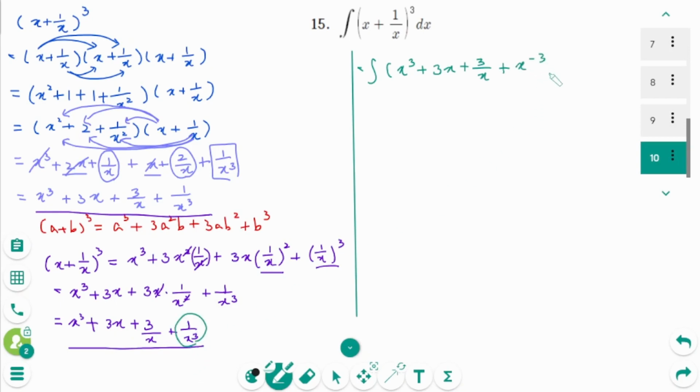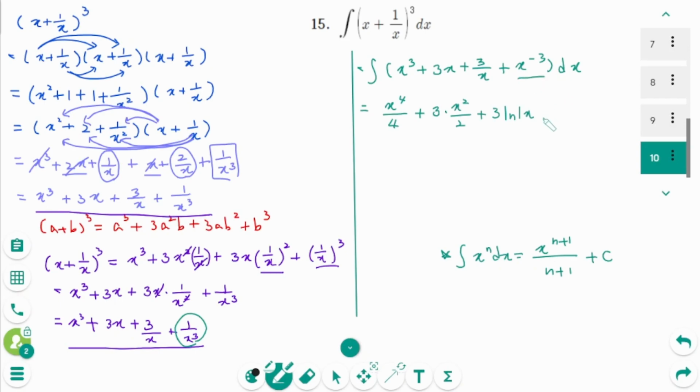the power of minus 3 dx equals, use the power rule for integration, x to the power of 4 over 4 plus 3 times x squared over 2 plus 3 times ln absolute value of x. The integral of x to the power of n dx equals x to the power of n plus 1 over n plus 1 plus c.